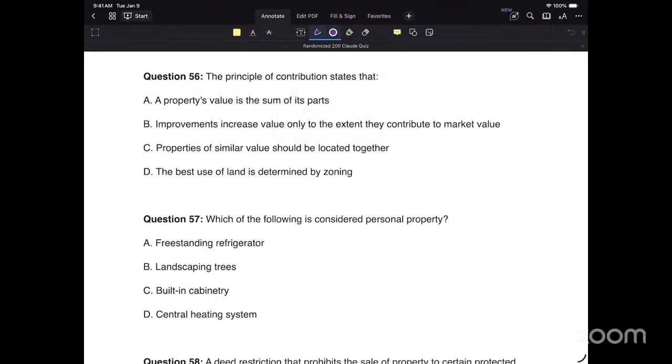The principle of contribution states that: A, a property's value is the sum of its parts. B, improvements increase value only to the extent they contribute to market value. C, properties of similar value should be located together. And D, the best use of land is determined by zoning.